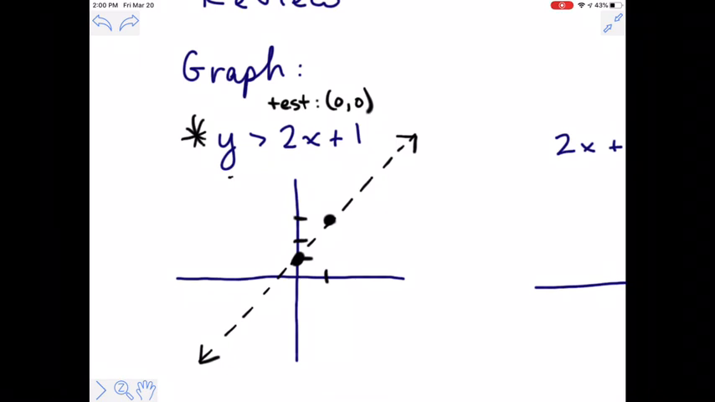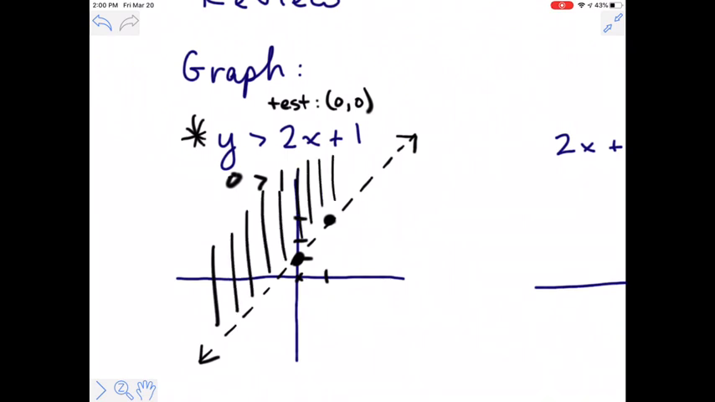So if I plug in a 0 for y, and then a 0 for x, 2 times 0 is 0, 0 plus 1 is 1, and it gives me the statement 0 is greater than 1. That's not true. 0 is not greater than 1, so my test point, which was right here, did not satisfy the inequality, so it should not be part of the shaded region of the graph. What this tells me is the shaded region of the graph is above, away from the test point, so I would be shading above the line.